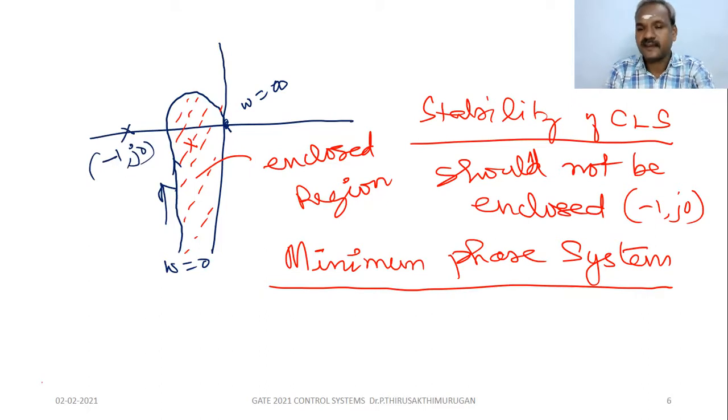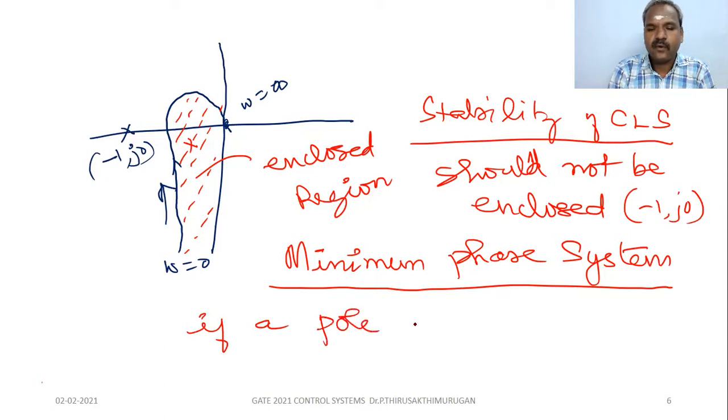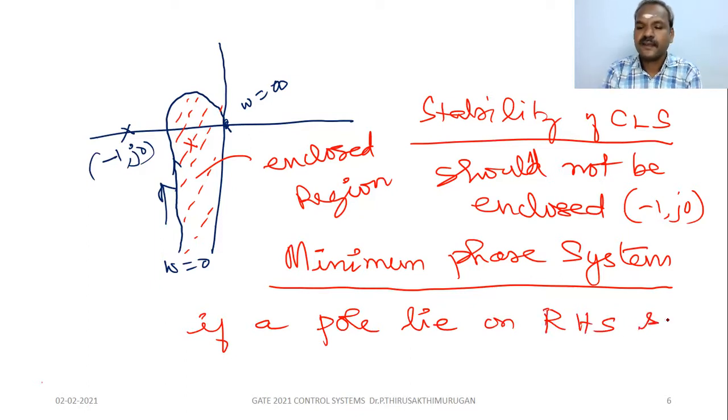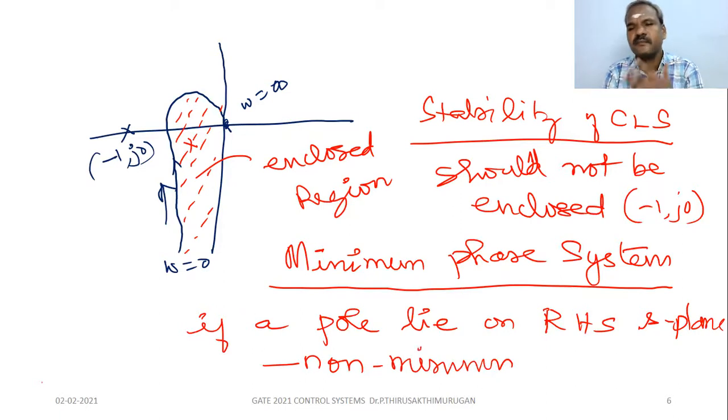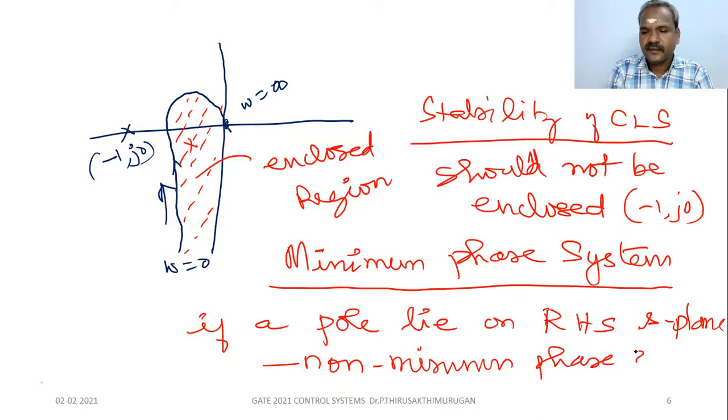In S-plane explanation, if a pole lies on the right hand side of the S-plane, then the system is called a non-minimum phase system. So that means the system is mostly unstable. When the pole lies on the right hand side of the S-plane, the system is unstable, so it is called a non-minimum phase system. Understand?